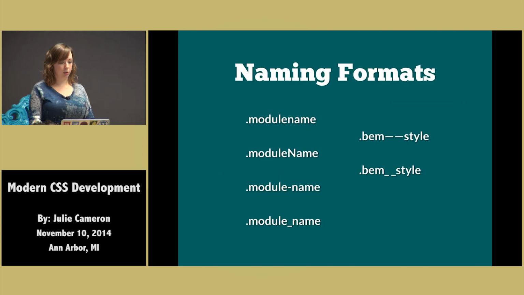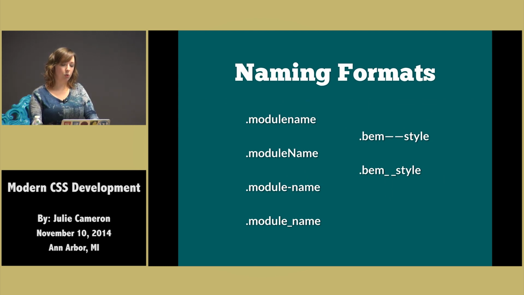There's a couple examples. Maybe you've just got a flat naming system. Maybe you want to go camel case or dash or underscore or BEM style, which we'll talk about a little bit more in a second. But using any pattern at all will make your styles easier to navigate. It'll make it easier to identify what is an object, what is a child object, what is a modifier, what is a state. And these are some different formats.